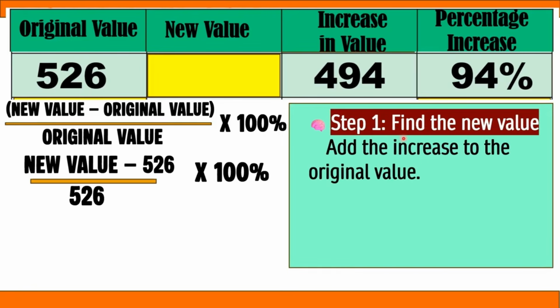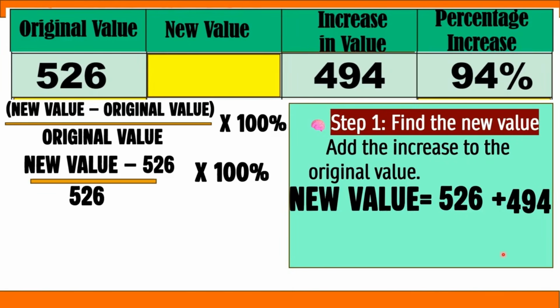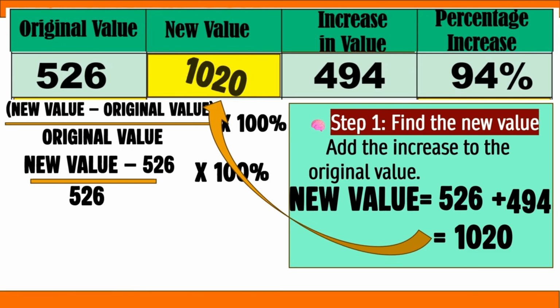To find the new value, we're going to add the increase to the original value. We're going to add 526 plus 494. And the answer is 1,020. Our new value is 1,020.